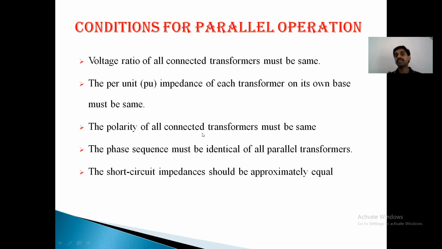Polarity of all connected transformers must be same. While connecting the transformers in parallel, we should see that the polarity is same. Otherwise, as we said in the previous case, if the polarity is not same, then there will be circulating currents. Phase sequence must be identical in all parallel transformers. Proper phase sequence must be maintained. Short circuit impedances should be approximately equal. So these are the various conditions for parallel operation.